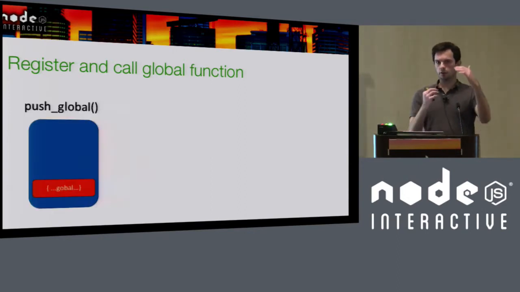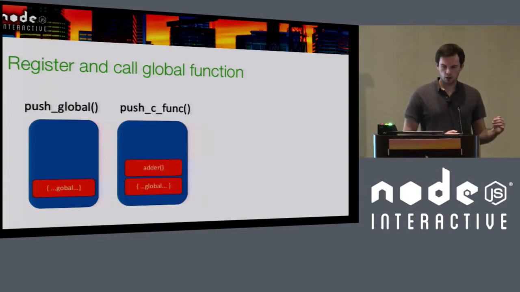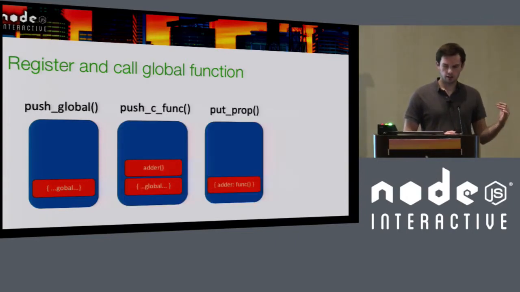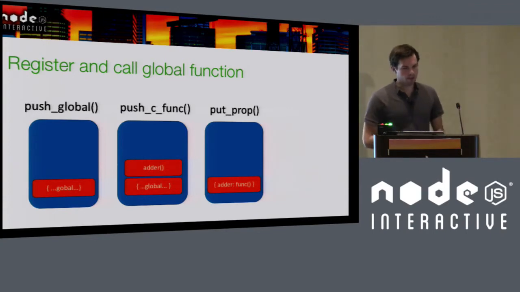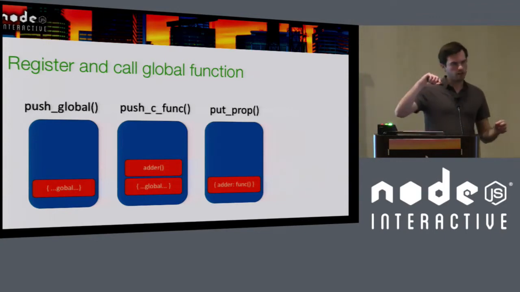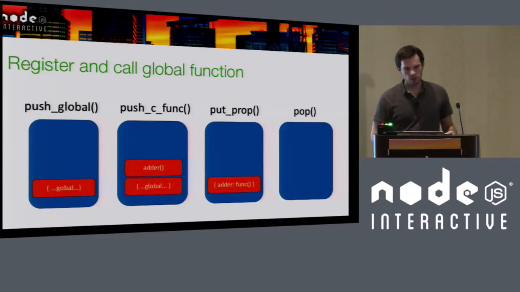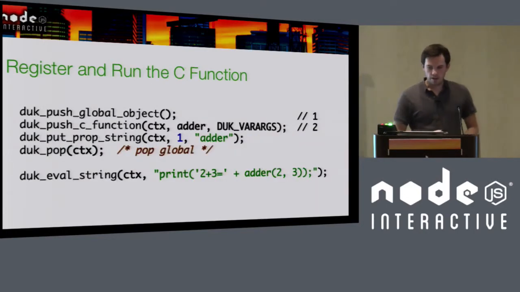In order to call it from a global context, you push the global variable onto the stack. We push the C function that we just created. We put prop, which means I'm going to add this function that I have on the stack into the global variable, and then I pop it off. And then you're able to call it.